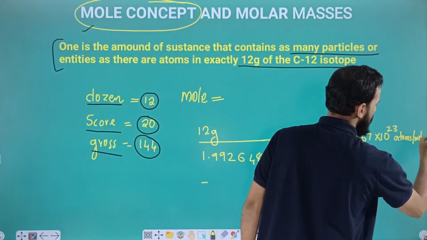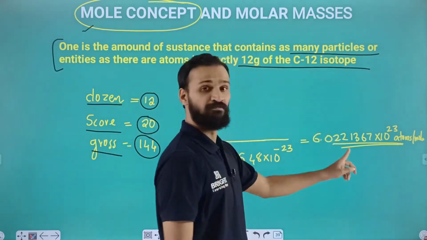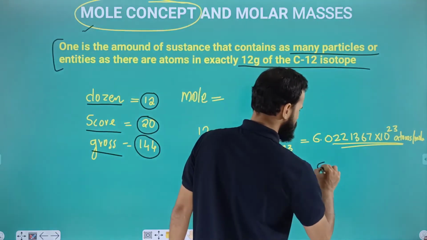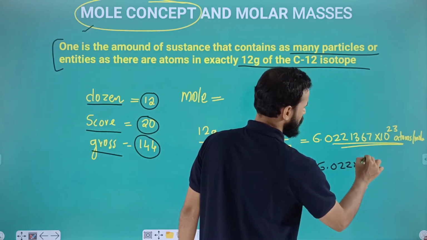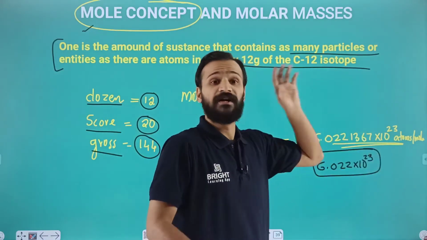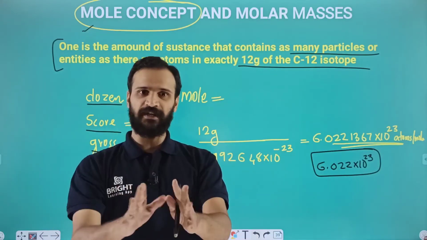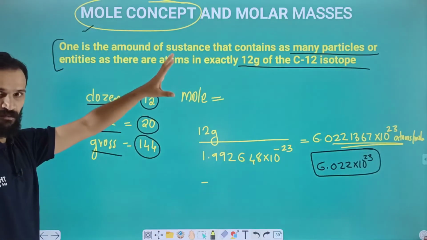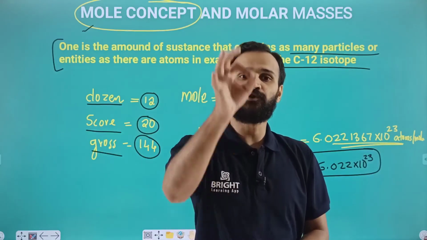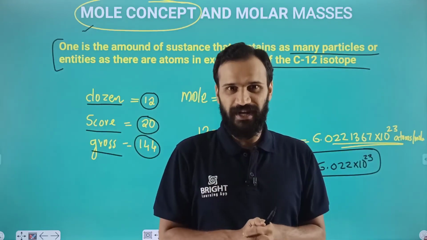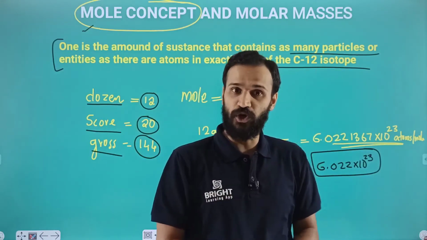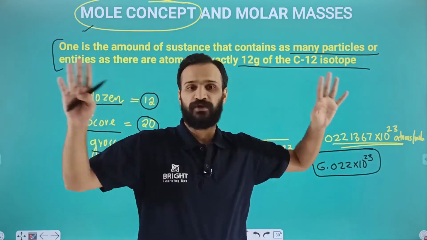So this is the number which represents 1 mole. For normal purposes we will represent it as 6.022 into 10 raised to 23, but the complete number is 6.0221367 into 10 raised to 23 atoms per mole. So I am repeating, dear students, 1 mole is nothing but the number of atoms or entities present in 12 gram of carbon 12 isotope. If you calculate the number of carbon 12 atoms in 12 gram of carbon 12 isotope, we will get 6.022 into 10 raised to 23 atoms.